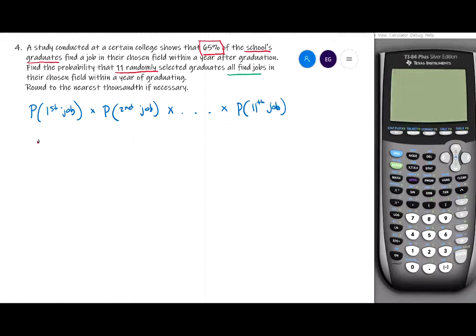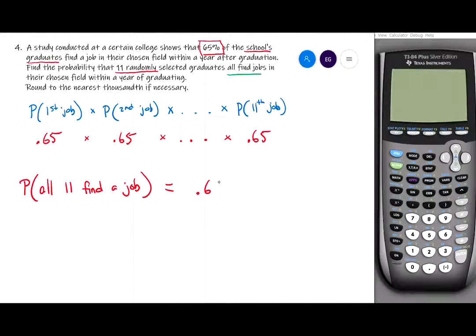So the probability the first student finds a job is 0.65. The probability the second student finds a job is also 0.65. Third student, fourth student, fifth student, all the way up to the 11th student finding a job is 0.65. So it looks like the probability that all 11 find a job should be 0.65 to the power 11. Okay, and we'll round to the nearest thousandth.